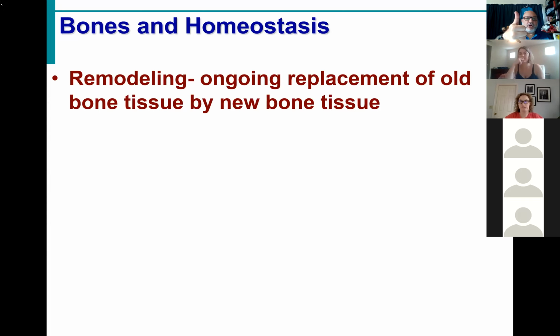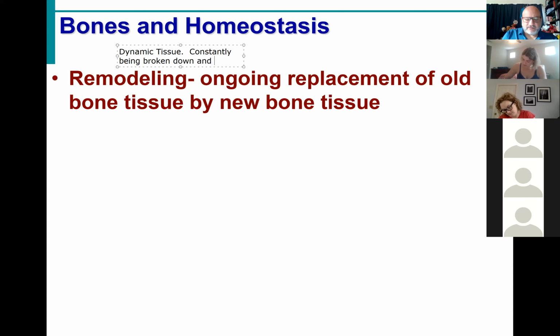That allows us to go from balls of cells to little fetuses with bones. It allows us to go from baby-sized people to grown-up sized people. But I think pretty much everyone in this class is at their full grown-up size. But that doesn't mean the bones get to take the rest of your life off. Bones are incredibly dynamic tissue. I can't emphasize this enough. Very dynamic tissue. It is constantly being broken down and remade.